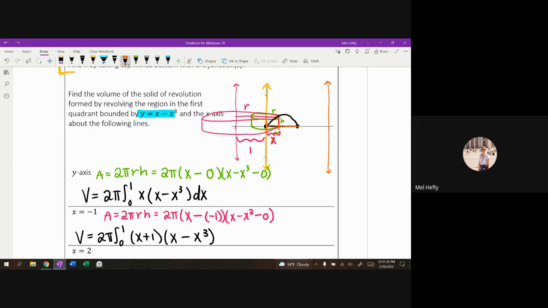Oh, notation mistake, yellow highlighting. Oh, silly me.